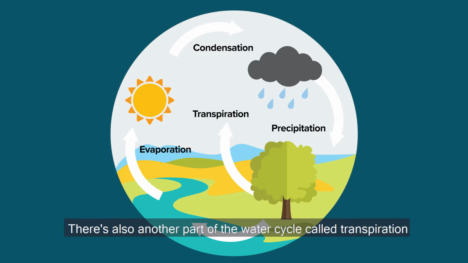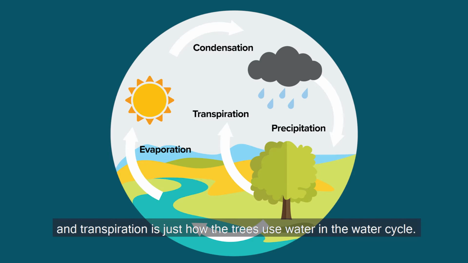There's also another part of the water cycle called transpiration. And transpiration is just how the trees use water in the water cycle.